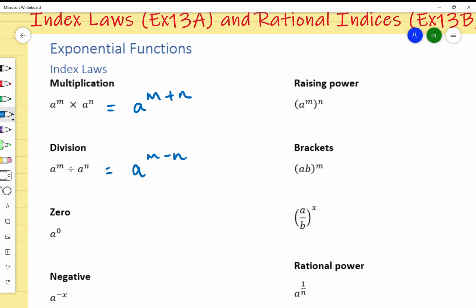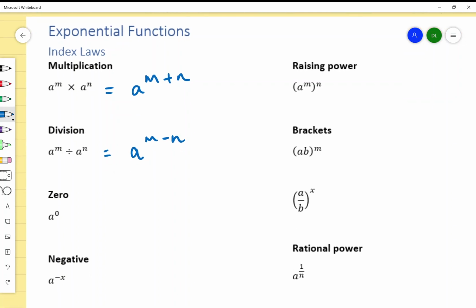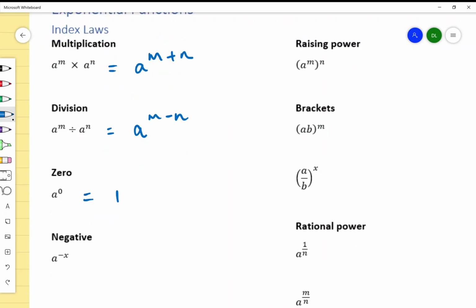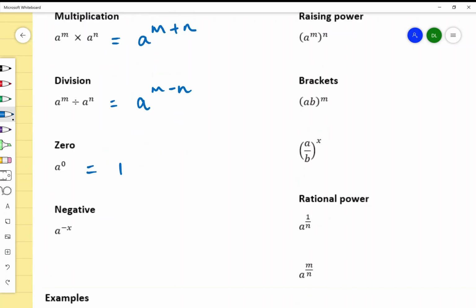What happens if I've got something to the power of 0? Thank you. 1. Any value to the power of 0 is 1, assuming a is not 0. What if it's a negative power? Thank you very much. Equals 1 over a to the power of x. So just in case you're not familiar with this rule, what you need to do is bring that power to be a positive, and then you put it underneath a fraction, so it's a denominator. So 1 over a to the power of x.